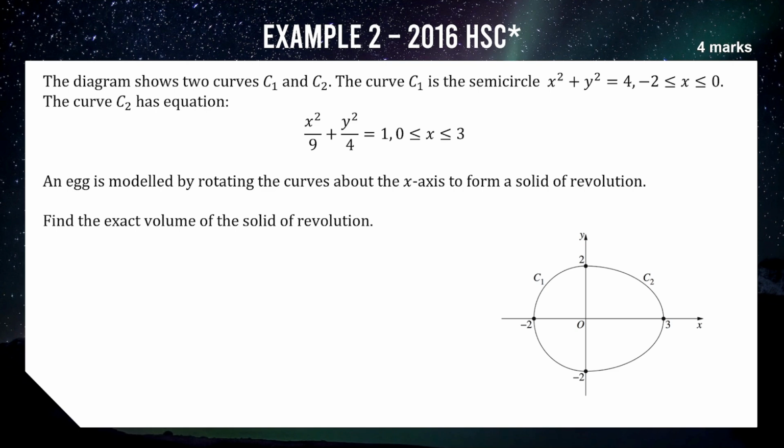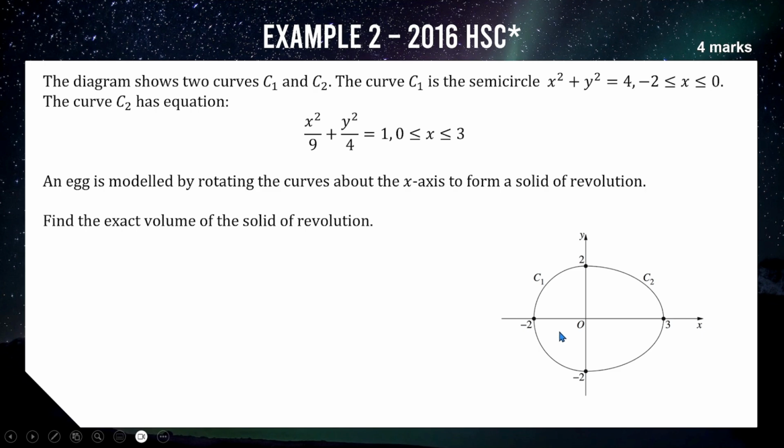Okay, so for this question, because it's 4 marks, there's a bit more work to do. Because we have 2 different functions and two different areas, we need to do our volume in 2 different sections. We're going to take the semicircle and we're going to rotate it around the x-axis. Then we'll take the ellipse and rotate it around the x-axis to get 2 volumes, sum them together to get our final answer. Also worth noting here that by rotating the semicircle around the x-axis, you're making a hemisphere.